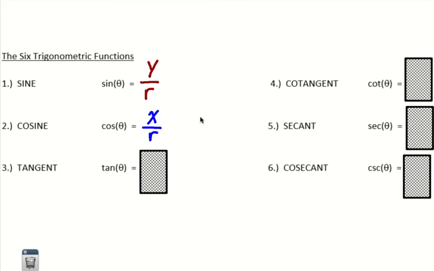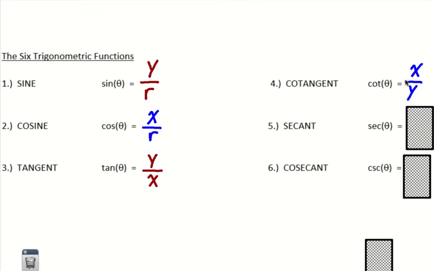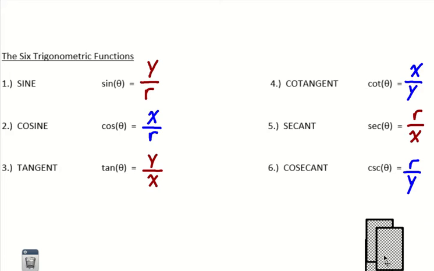Cosine of theta is going to be x over r, an x coordinate corresponding to that angle divided by the corresponding radius. Tangent, what could the tangent be? It's y over x. And the rest of them: cotangent is going to be x over y, secant is going to be r over x, cosecant is going to be r over y. So pause the video if you need to finish writing those down.